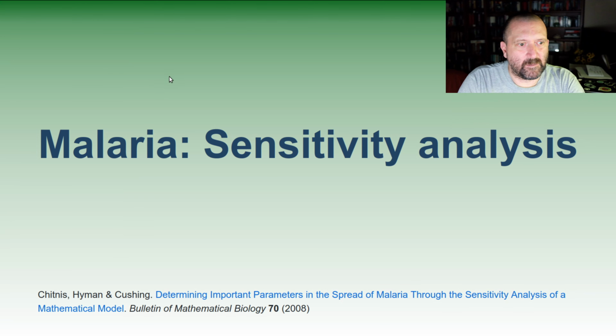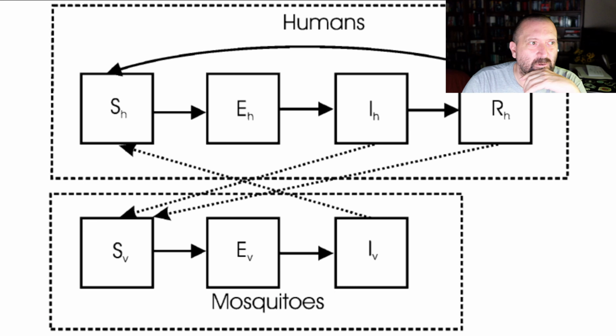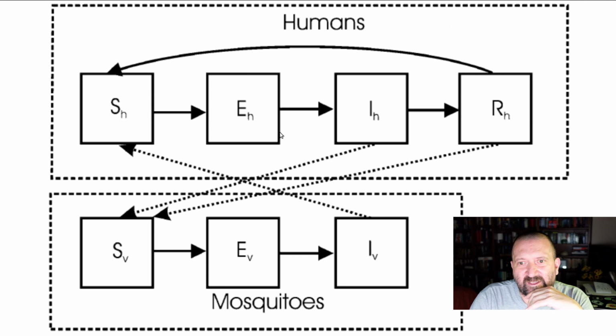Now, a model where there is some sensitivity analysis. So this is a model by Shipnis, who's done a lot on malaria, and Hyman and Cushing, who've done a lot in epidemiology and population dynamics altogether. So this is a more recent paper. This one looks at an SEIR model for humans and an SEI model for mosquitoes.